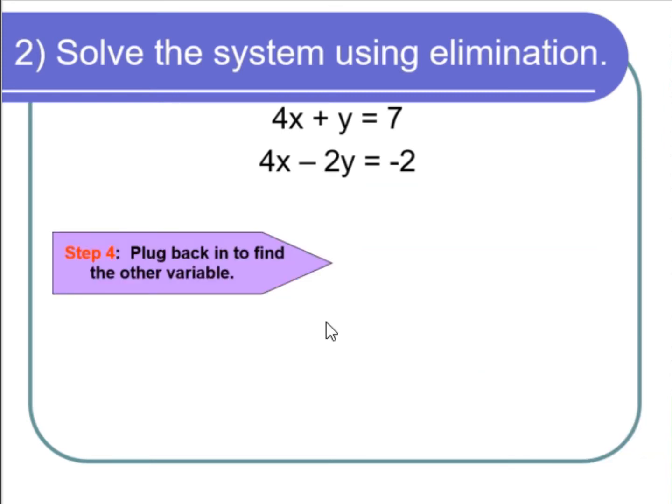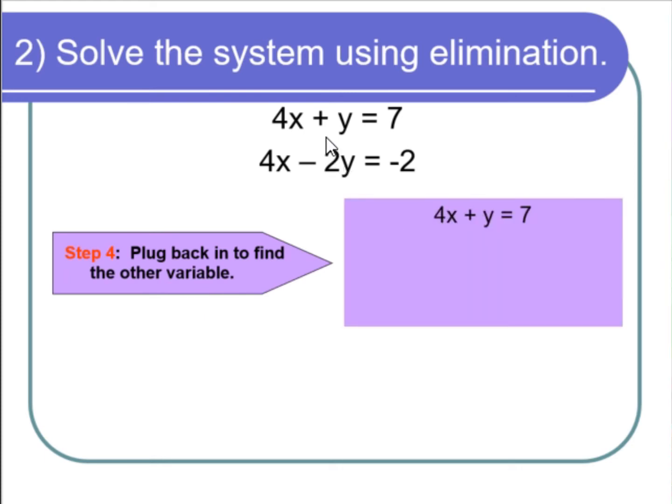Fourth step, we plug back in to find the other variable. We have equation 1, 4x plus y is equal to 7. We were able to get the value of y as 3. Therefore, we substitute 3 for the value of y. The equation will become 4x plus 3 is equal to 7.